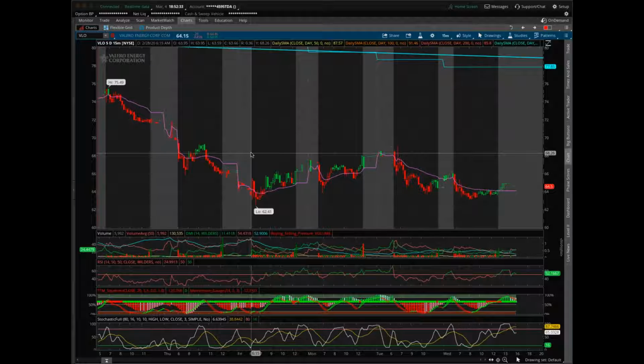So above the VWAP, it's going to be strong. Below the VWAP, it's going to be weak. So people are not willing to pay the price of what the stock's worth if it's below the VWAP, and people are willing to buy more than what the stock is worth when it's above the VWAP. All right, any questions on that?